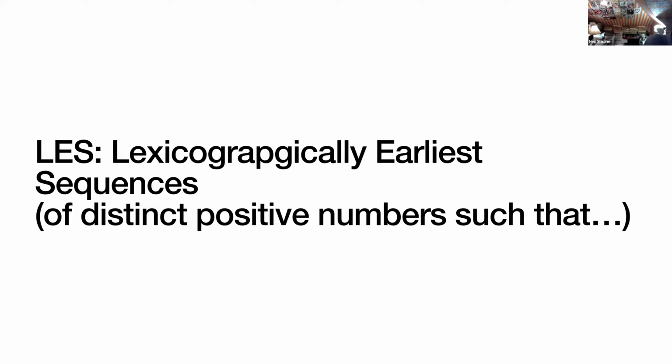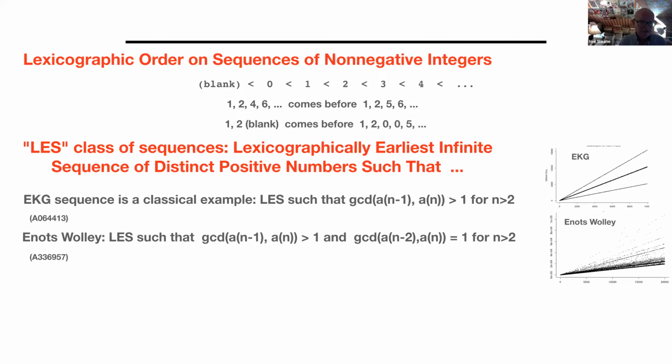Lexicographically earliest sequences. I was going to say something about this. I won't say much, but let me just say enough to get started. LES is the class of lexicographically earliest infinite sequences of distinct positive numbers with some property. And there are a lot of them, and they're extremely interesting and of moderate difficulty. Some of great difficulty, some we can solve. And we just solved one, which is what I was going to talk about. But I probably won't say much about it.